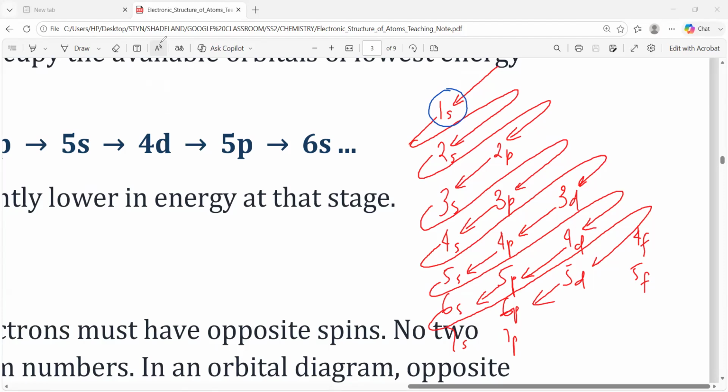Now, how many electrons can the 1s carry? One. Who can remind me? Two. 2, very good. What about the 2s? How many can it carry? 2s. Good, two. Now, this is what I wanted us to clarify.